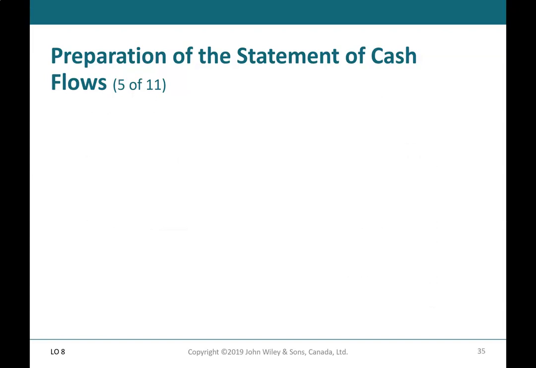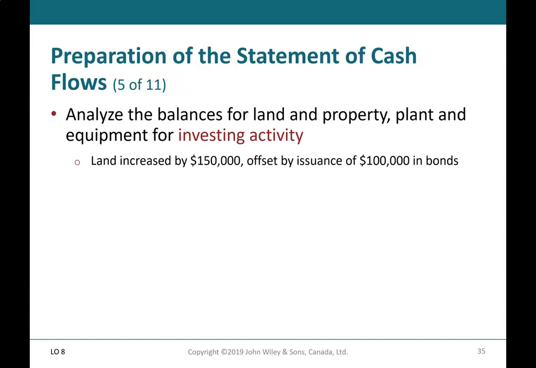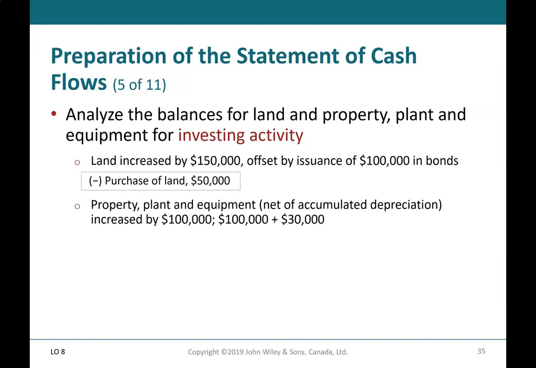Preparation of the statement of cash flows, 5 of 11. Analyze the balances for land and property, plant, and equipment for investing activity. Land increased by $150,000, offset by an issuance of $100,000 in bonds. Minus purchase of land, $50,000. Property, plant, and equipment, net of accumulated depreciation, increased by $100,000. $100,000 plus $30,000.